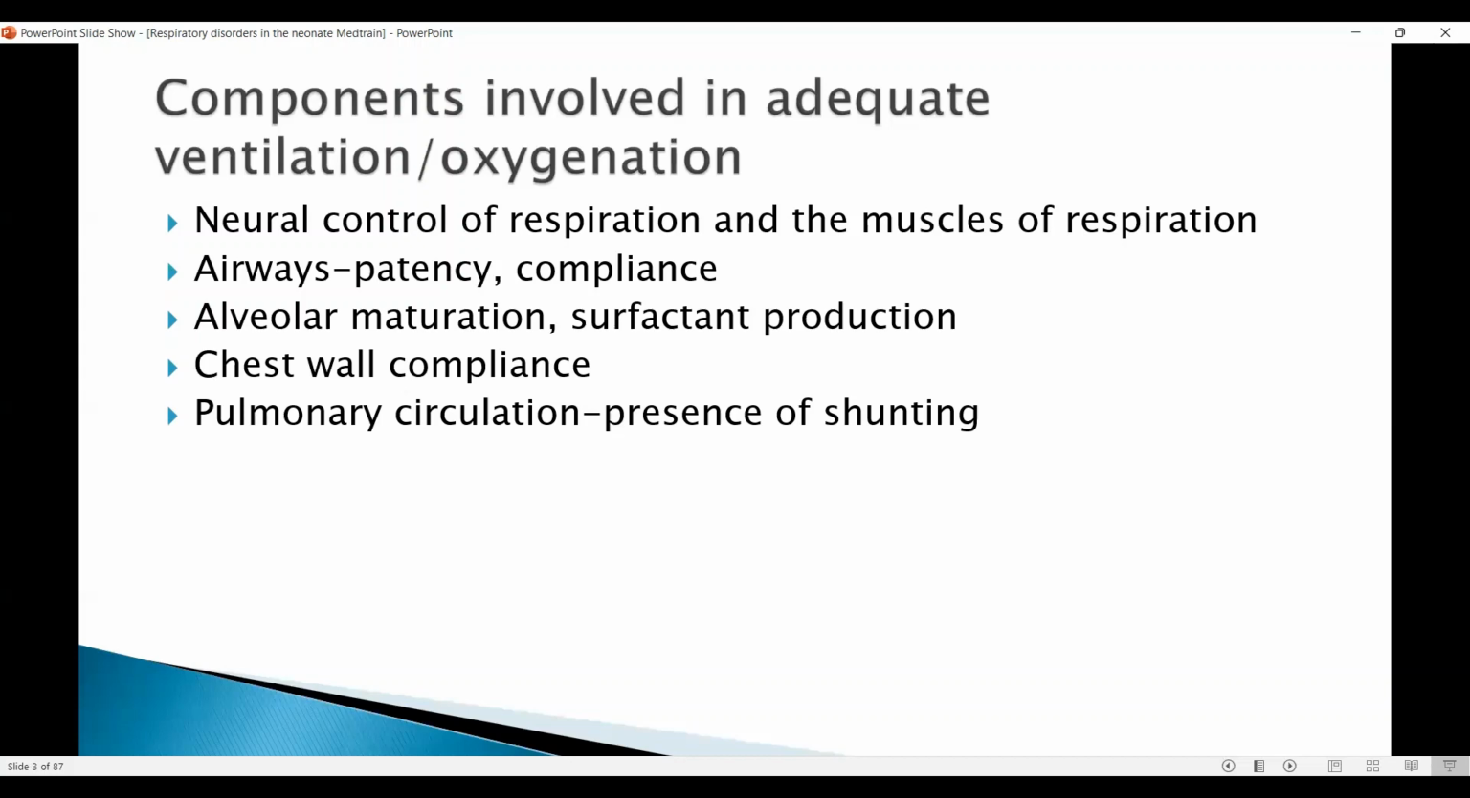So this overview of the factors involved is key, because we can break down the cause of the respiratory problem, the cause of the difficulty in oxygenation and ventilation, into any of these components, and the approach to your management will depend on these underlying factors.